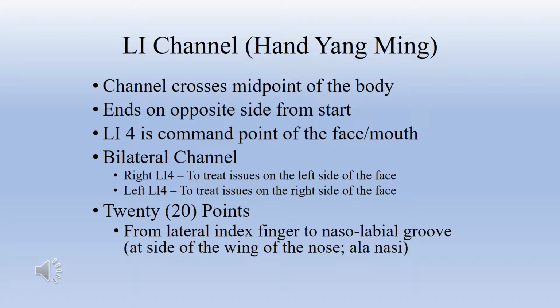Li channel, Hand Yang Ming. The Li channel crosses the midpoint of the body and ends on the opposite side from the start. Li4 is the command point of the face and mouth. It is a bilateral channel. Right Li4 is used to treat issues on the left side of the face. Left Li4 is used to treat issues on the right side of the face. There are 20 points on the Li channel, from the lateral index finger to the nasolabial groove at the side of the wing of the nose, the ala nasi.